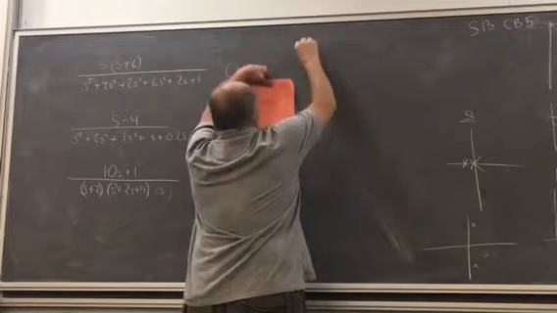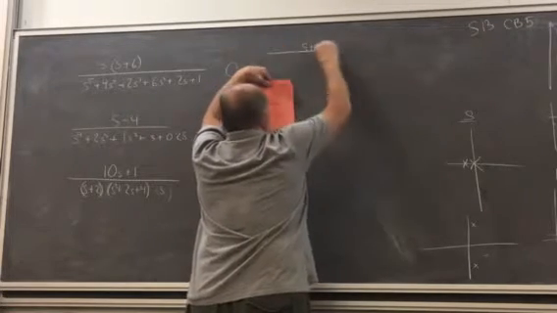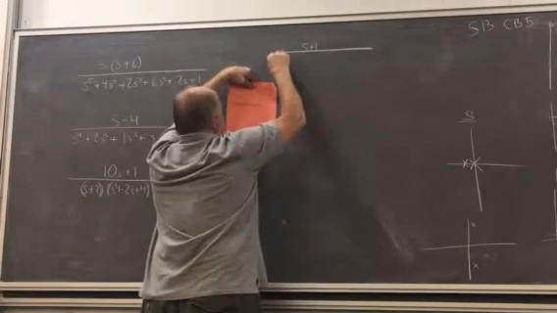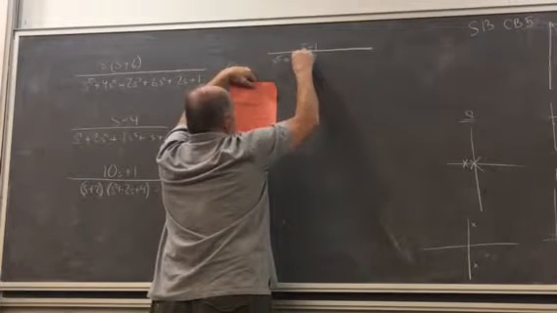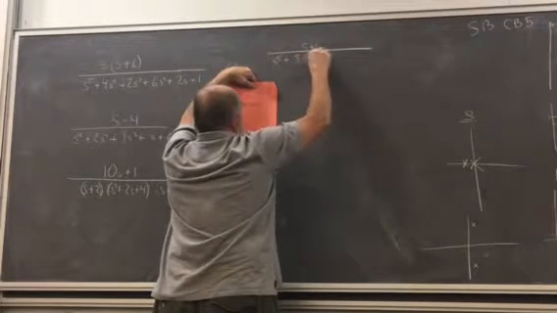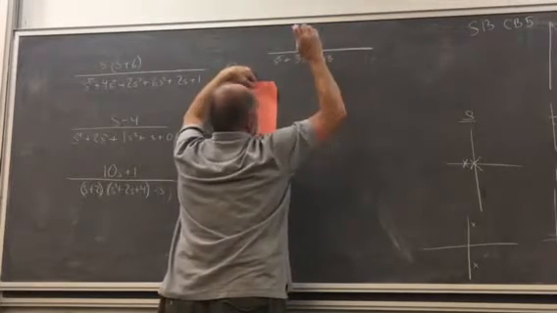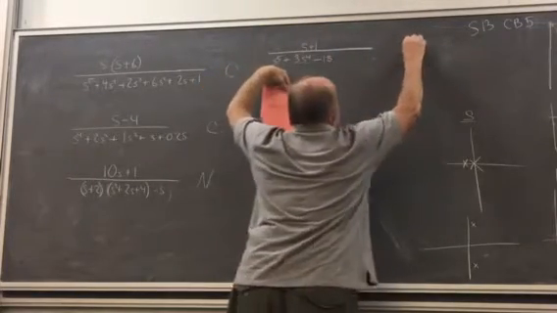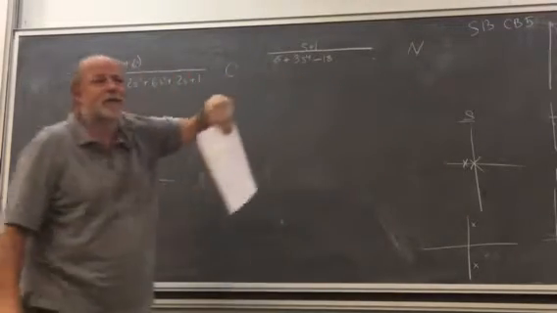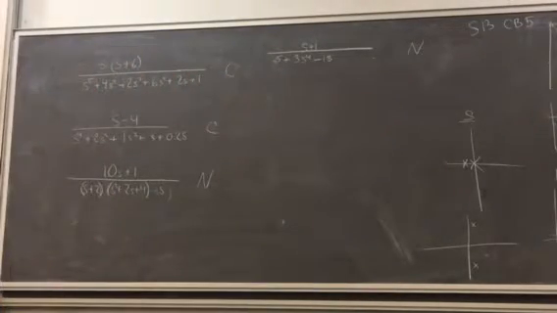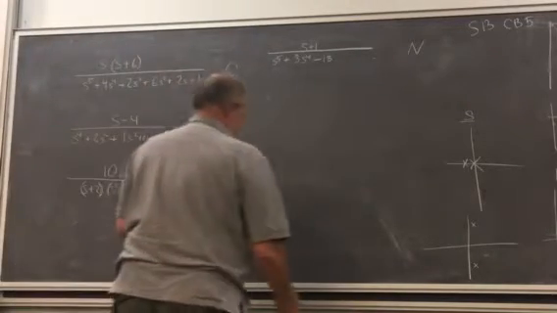Up here, S plus 1 over S to the 5th plus 3S to the 4th minus 18. Do I have to go on any further? No. It's a no. Yes. There's a minus, there's a negative, that's obviously we got a problem. One of these poles must be in the right half plane, at least one.